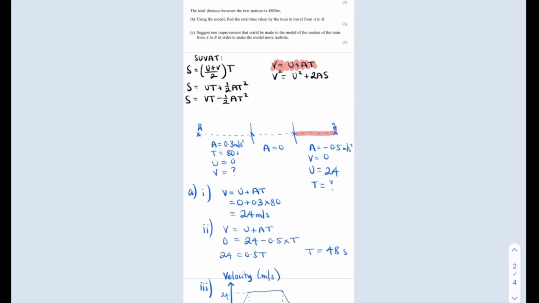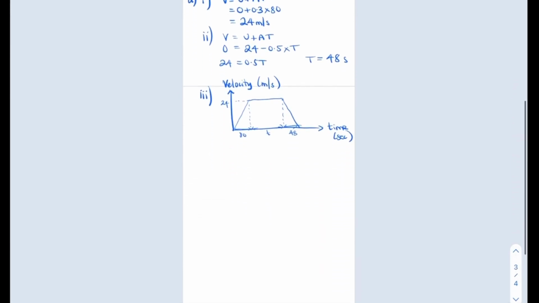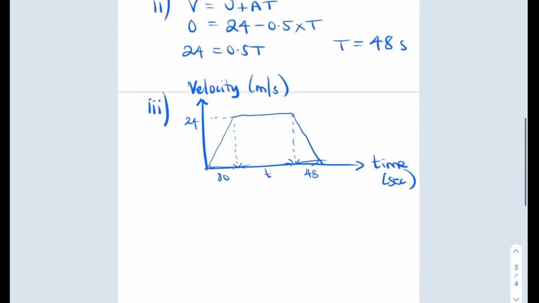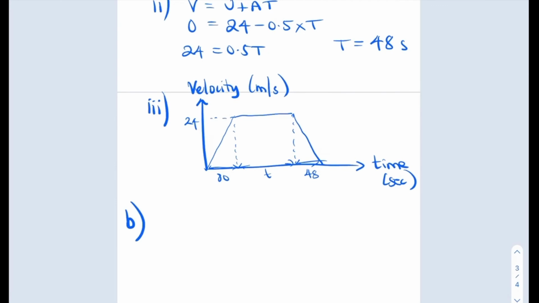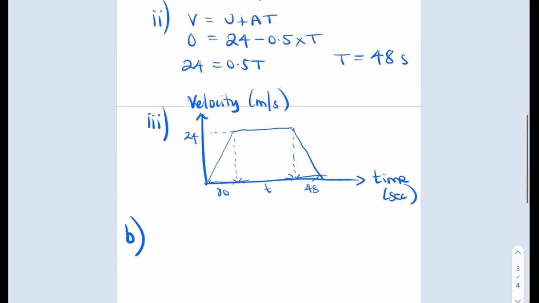Okay, in part B, the total distance between the 2 stations is 4,800 metres. For 3 marks, we have to use the model to find the total time taken by the train to travel from A to B. So we're going to use this trapezium-looking diagram for this part, because for a velocity-time graph, the total distance travelled is the area beneath the graph. If I can find the area of this trapezium and set it equal to 4,800, then I should be able to find the missing time and therefore the total time taken.